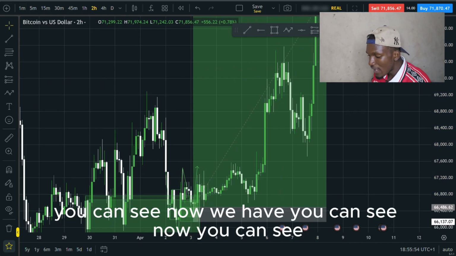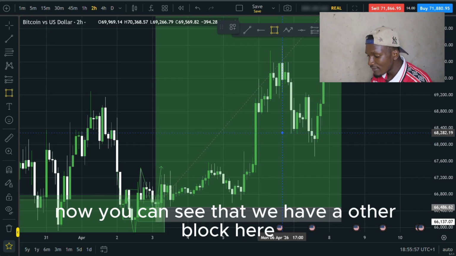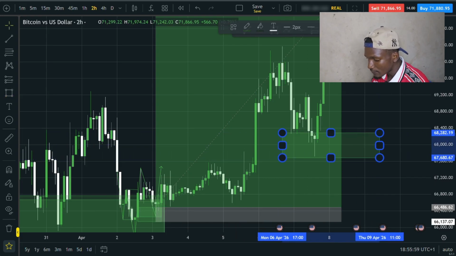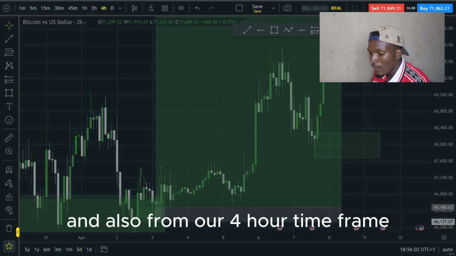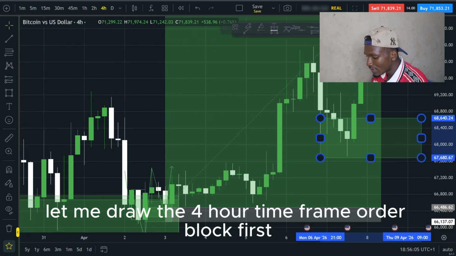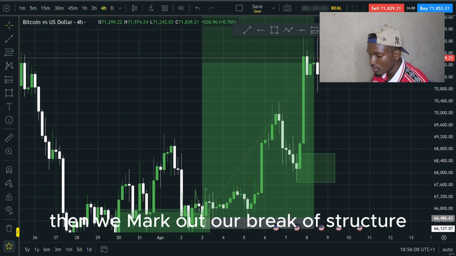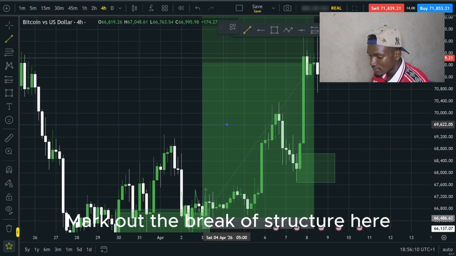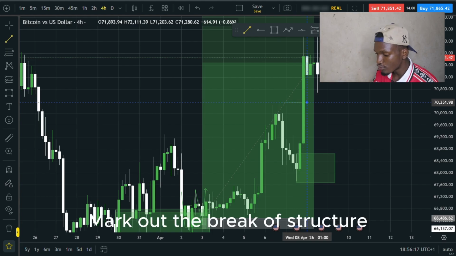You can see clearly now that we have an order block here, and also one from our 4-hour time frame. Let me draw the 4-hour time frame order block first. Then we'll mark out our break of structure here.